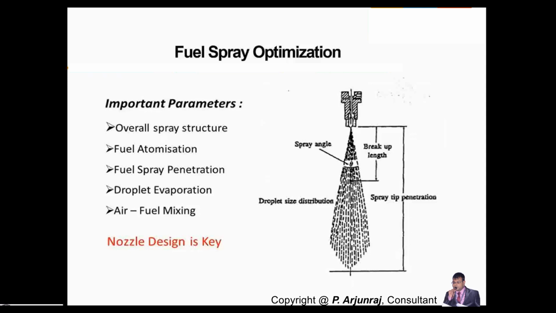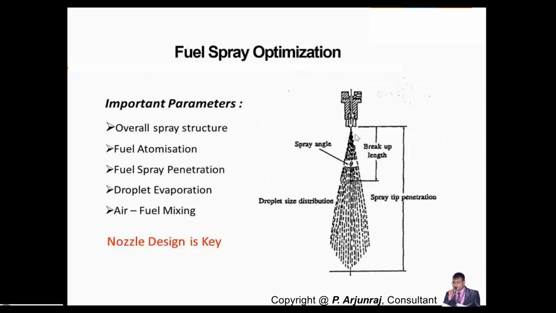A shorter distance means the flame travel distance is lesser. The flame travels like this, and if the flame travel distance is lesser, the combustion rate will be higher. So this also matters: what is the maximum heat it will penetrate, and again, what is the breakup length?